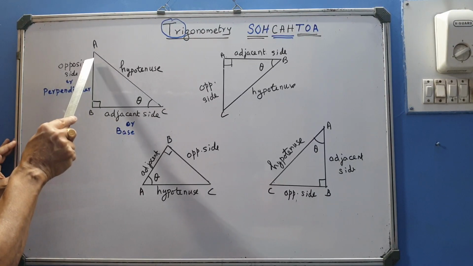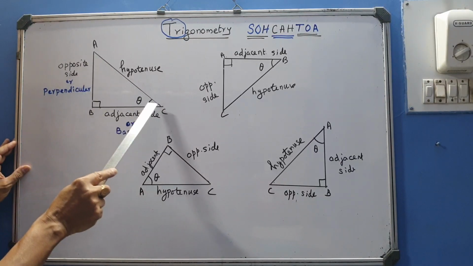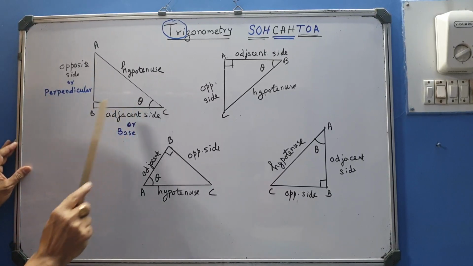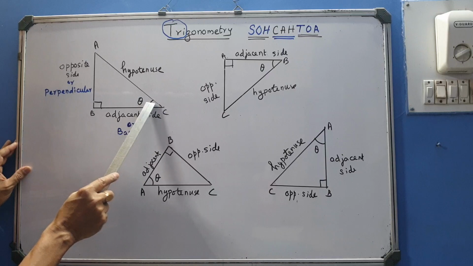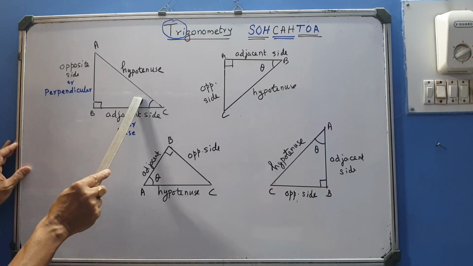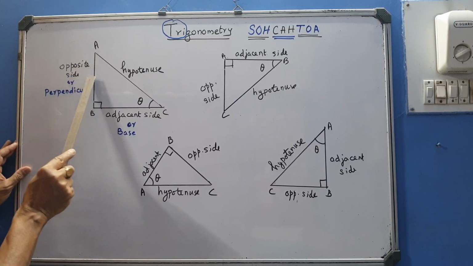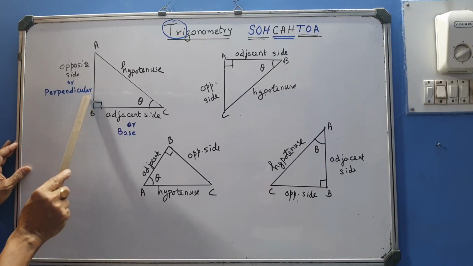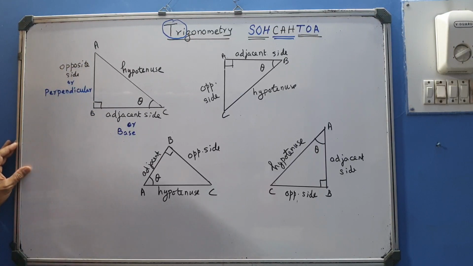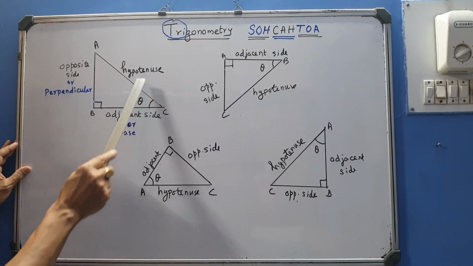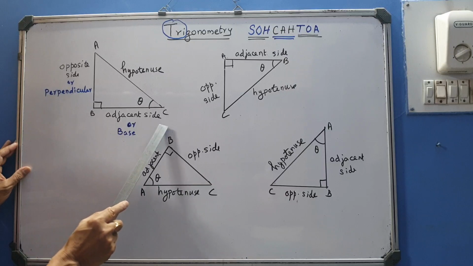Now, there are two acute angles, angle A and angle C, because this is a right angle. One of them, let me assume, is theta. If this is the angle under consideration, the side which is just opposite to theta is called the opposite side. It's also called perpendicular. So we have names for two sides. Now, one more side, which is close to theta, other than the hypotenuse, is called the adjacent side.